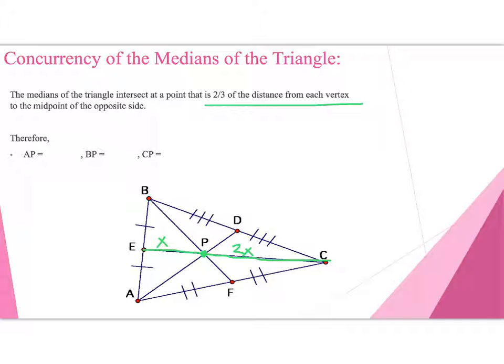So if you're thinking about AP, it is equal to 2 times PD. And BP is equal to 2 times PF. And CP is equal to 2 times EP.